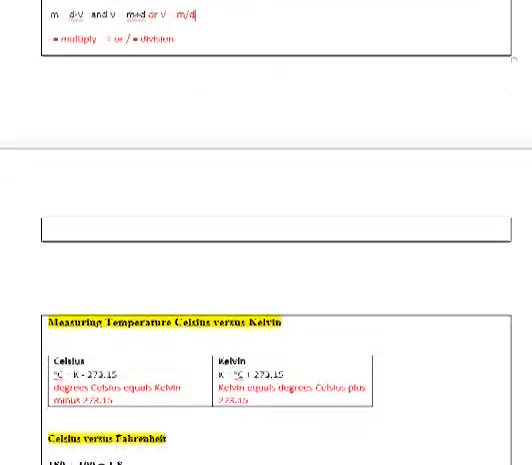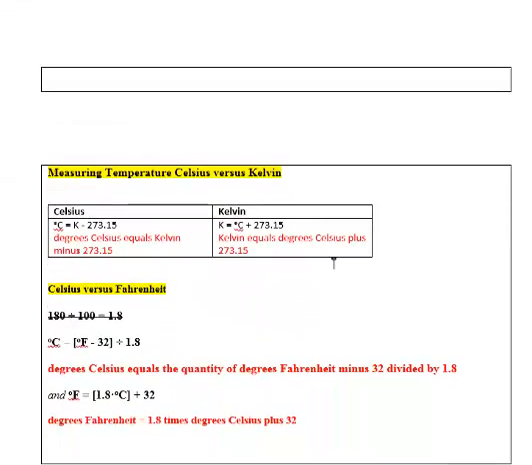Measuring temperature, Celsius versus Kelvin. Degrees Celsius equals Kelvin minus 273.15. Kelvin equals degrees Celsius plus 273.15.